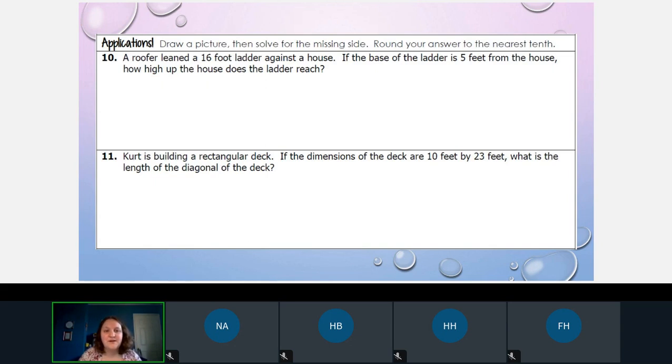Okay, so Pythagorean theorem questions are also really good word problems. And the trick to these word problems is, just, can you sketch the picture? Clearly, I am not an artist. I know you guys have seen some of my drawings.